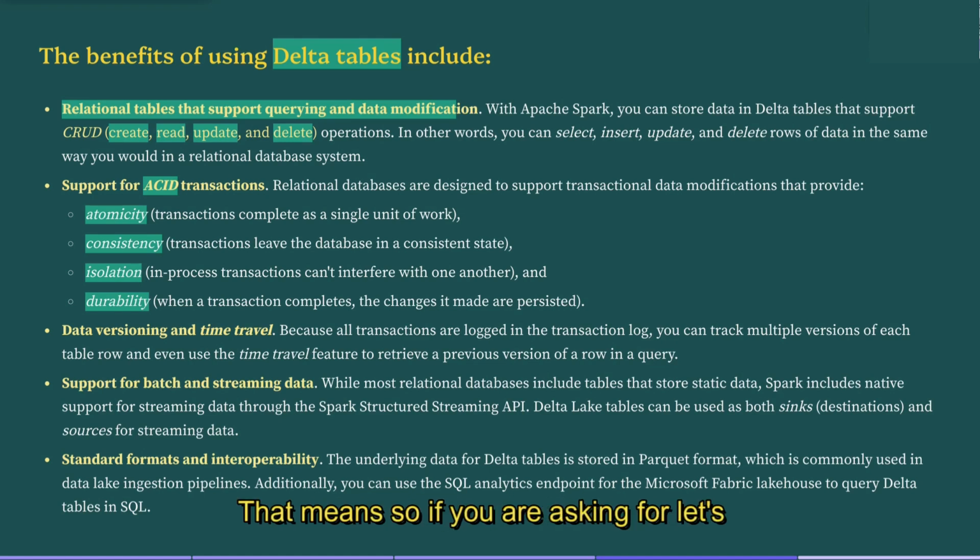That means, if you're asking for, let's say, INR 1000 from the machine, you're taking 1000, but it should be debited from the ATM account as well. Like it should be plus INR 1000 for you, minus INR 1000 for the ATM account, right? Isolation is in process: transactions can't interfere with one another. So if there are multiple transactions happening, they should not interfere with each other, right? Durability is when a transaction completes, the changes it made are persistent, so it should reflect all across.